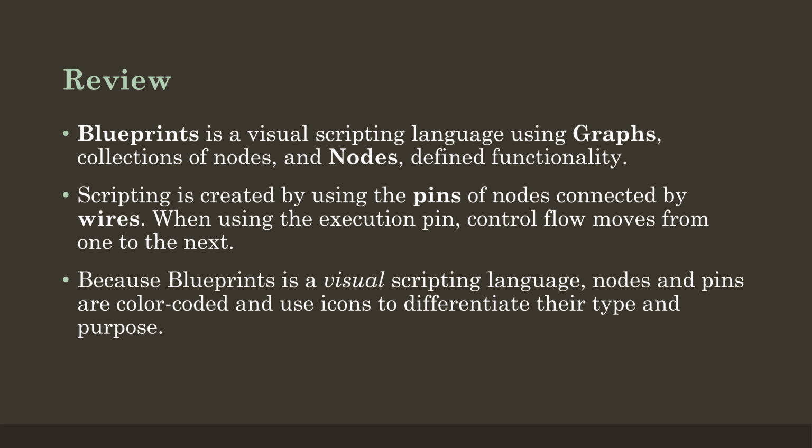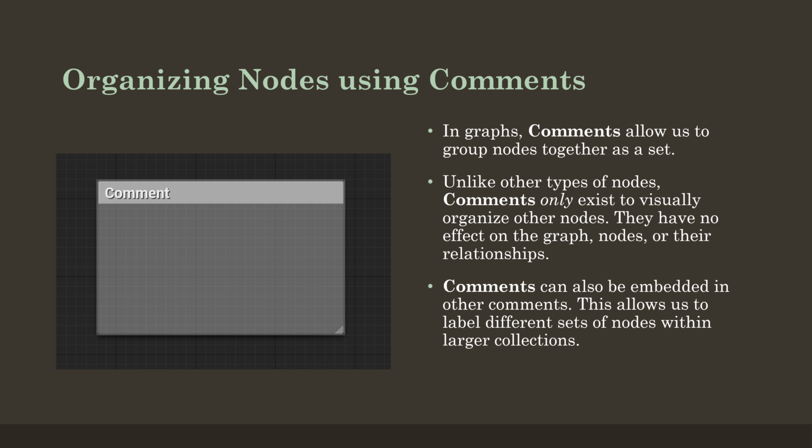Because Blueprints is a visual scripting language, nodes and pins are color-coded, and they use the same icons to differentiate their type and purpose. This allows us to very easily view the different nodes and see the scripting that's going on between them. So in this video, I want to emphasize a slightly different topic: comments.